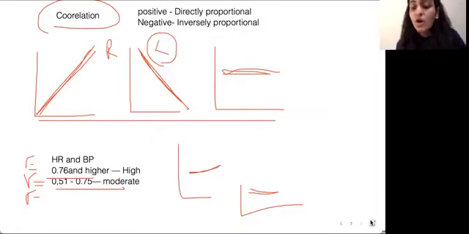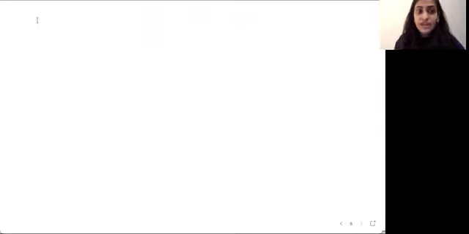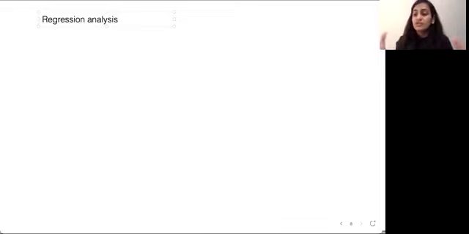Now there's something called regression analysis. Correlation is just a relationship between two variables. If heart rate increases, blood pressure increases. If blood pressure decreases, heart rate decreases. Does it tell you by how much? Can correlation tell you that if my heart rate is increasing by 10, my BP will increase by 20? No, correlation never tells you by how much. What tells you by how much is your regression analysis.